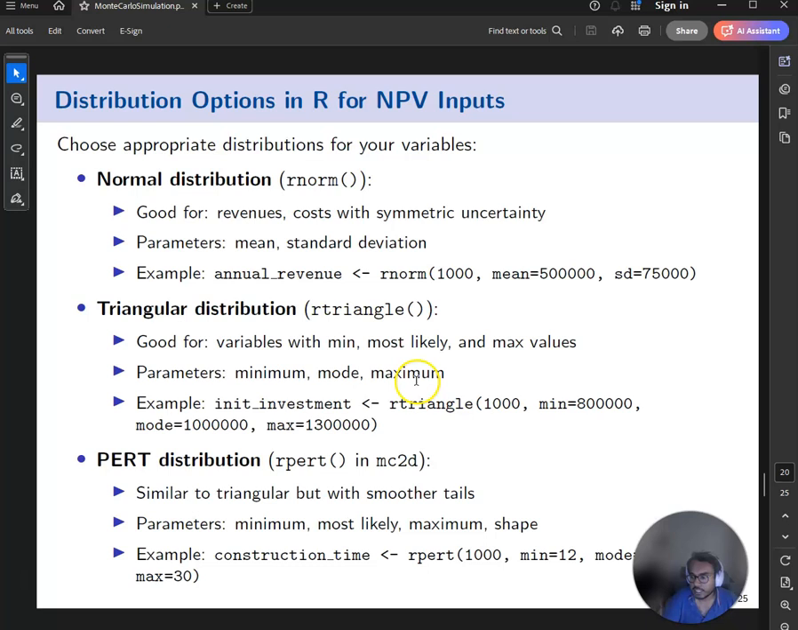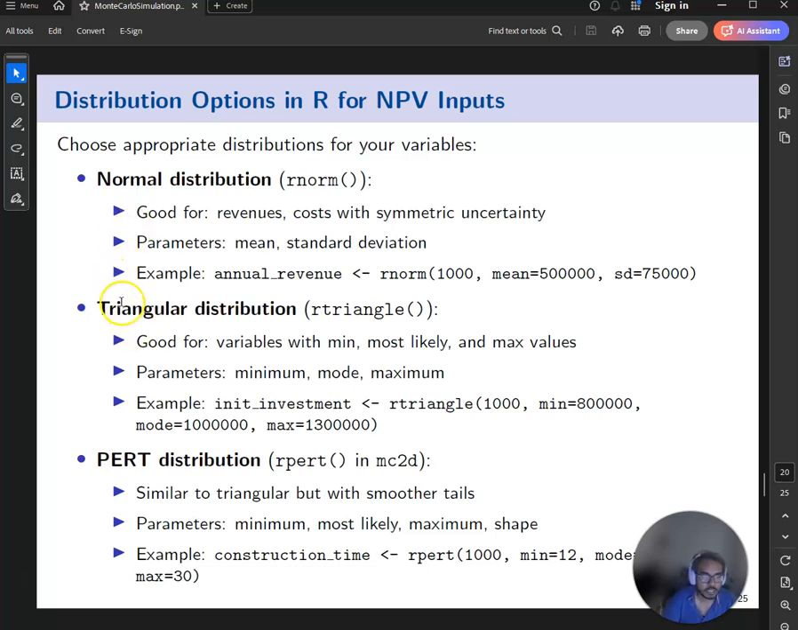We have a whole list of options to choose from as far as probability distributions are concerned. The normal distribution is one of the most commonly used distributions. They have their own strengths and weaknesses. The normal is generally good for revenues and costs with symmetric uncertainty. We also have a couple of new distributions that we haven't talked much about, which are not super important, but definitely useful to keep in mind.